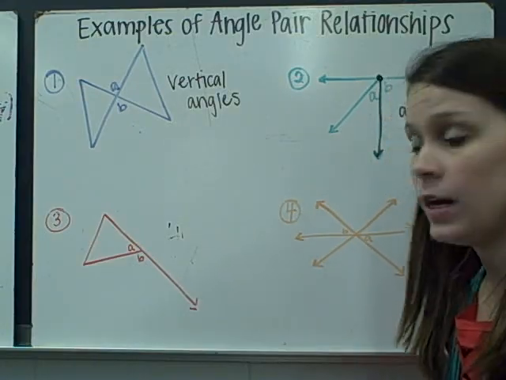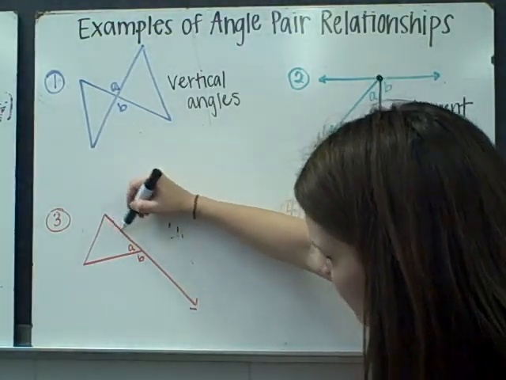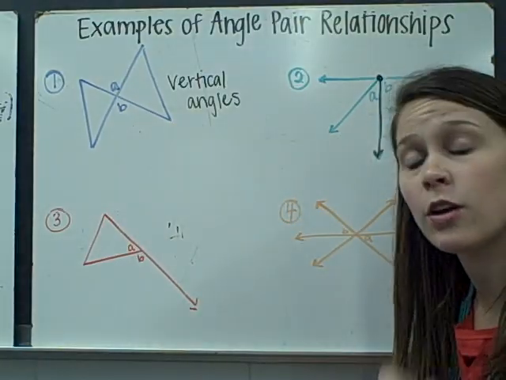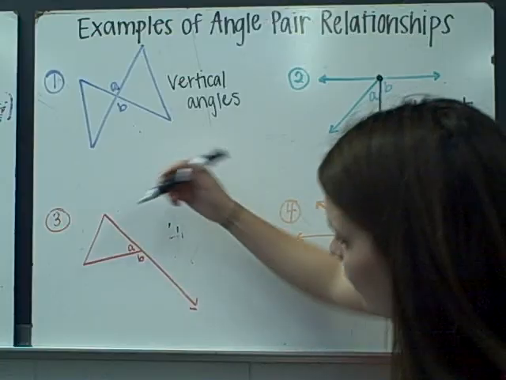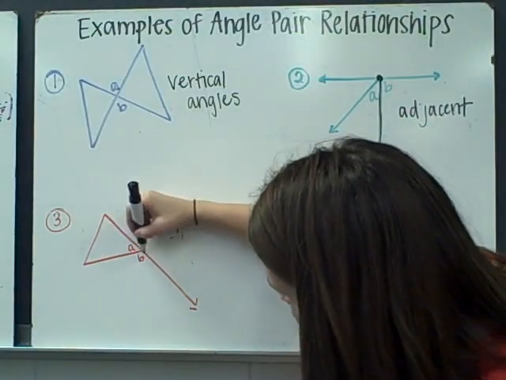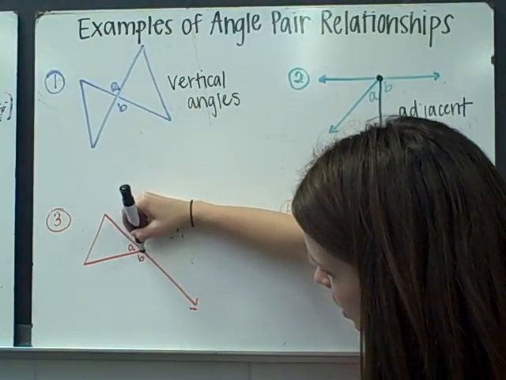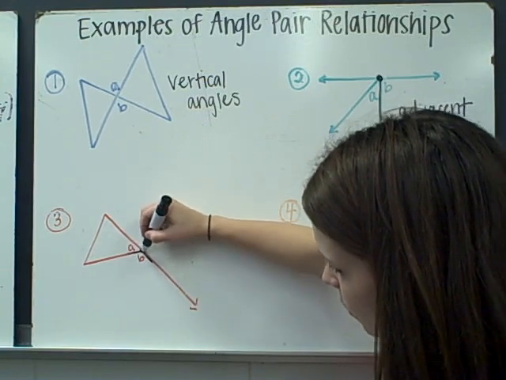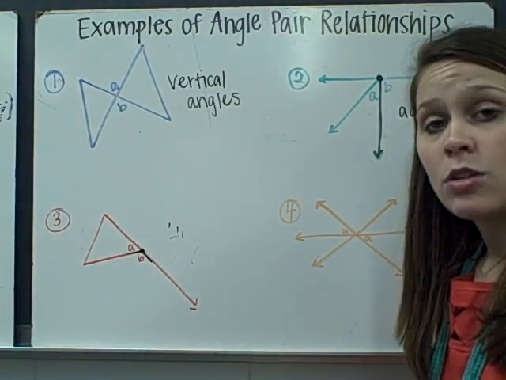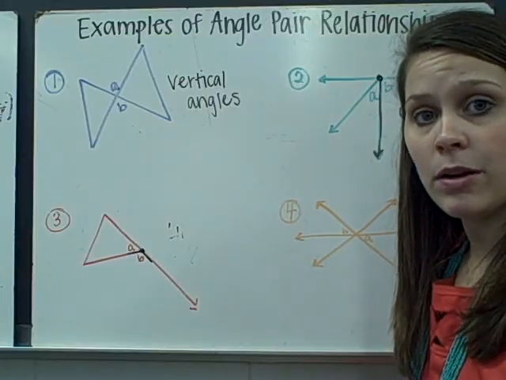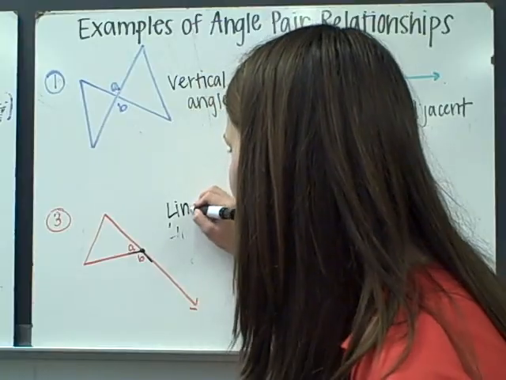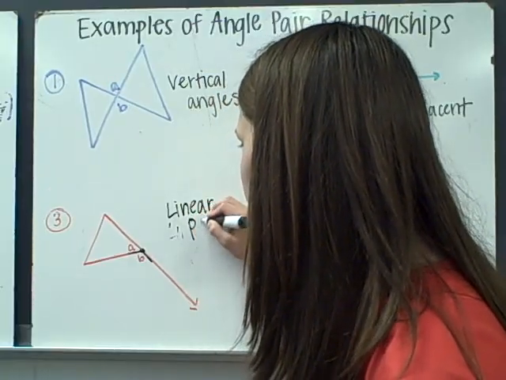We look at number 3. We should notice, okay, we have a straight line. These two angles making a straight line, so we know that they are supplementary. And we also should notice that angle A, which is right here, has this point and this line. And angle B uses that same point and that same line. So angle A and B are supplementary and adjacent, so they make what we call a linear pair.